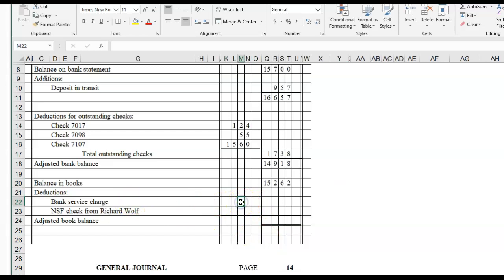So we have a bank service charge of $12. And a non-sufficient fund was $332. And if you add these two up, that's $344. And now you're going to go ahead and do the subtraction. Okay, so you got the amount in the books, and you got things that were returned and the charges, so it cost us more, so we have less money. And if you do the subtraction, then you do come to 14,918.